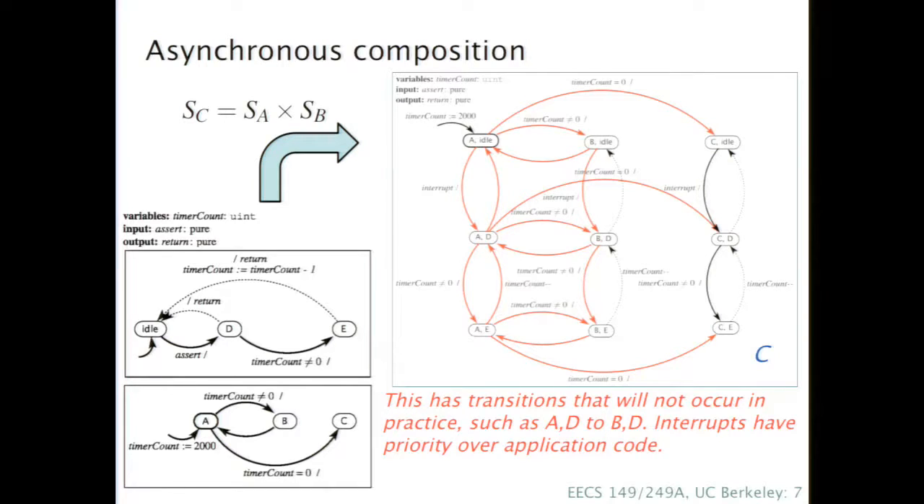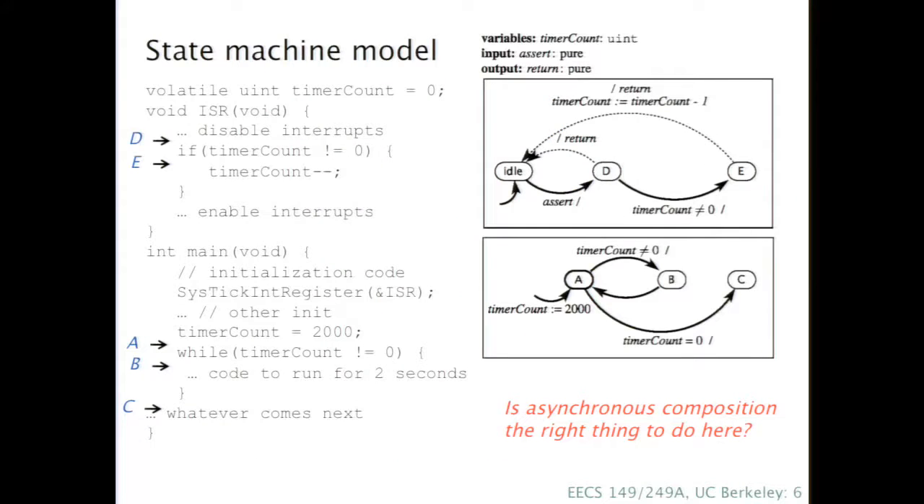This state machine has state transitions that won't occur in practice. For example, it shows that I could go from AD to BD. That's a transition that's allowed in this composition, but the C program won't do that. So we're kind of stuck. We have two nice, simple state machines, and all the composition mechanisms that we've come up with so far fail. I don't know how to compose these.